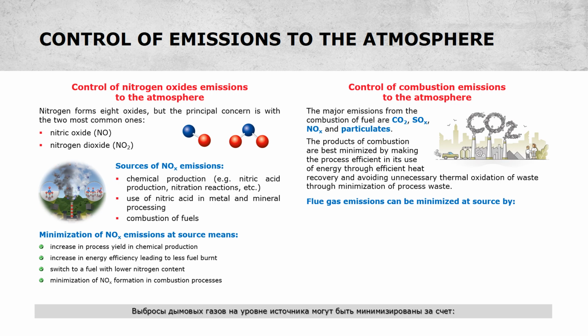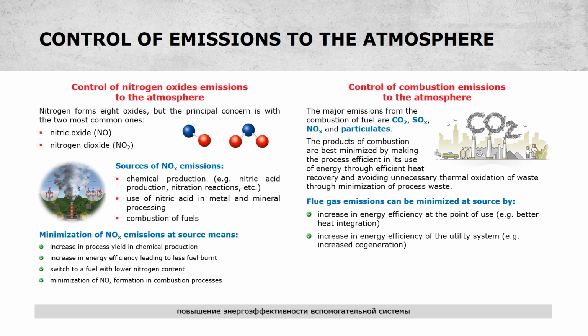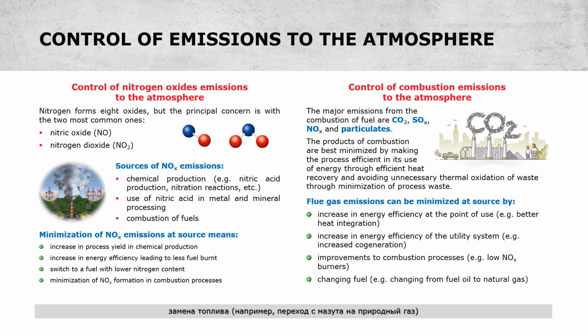Flue gas emissions can be minimized at source by increase in energy efficiency at the point of use, for example better heat integration. Increase in energy efficiency of the utility system, for example increased cogeneration. Improvements to combustion processes, for example low nitrogen oxides burners. Changing fuel, for example changing from fuel oil to natural gas.